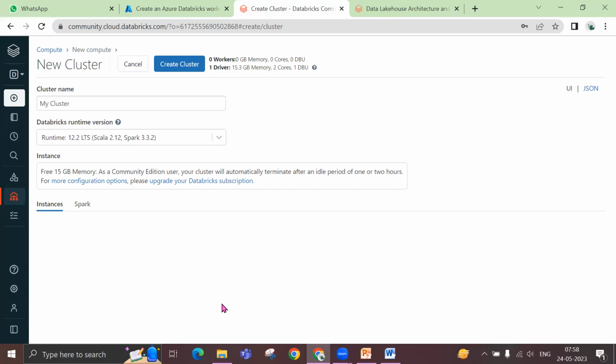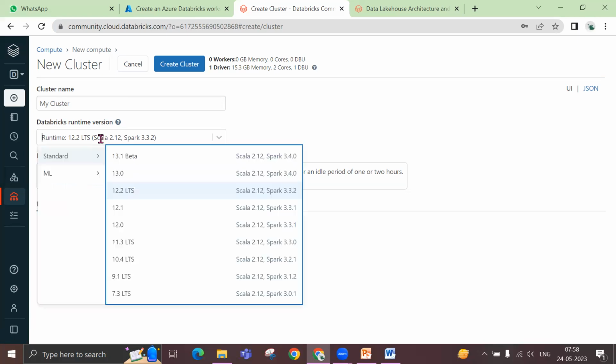Everywhere you will be looking at Scala and Spark. So what is Scala? It's a new term again, so we will be discussing those things as well.